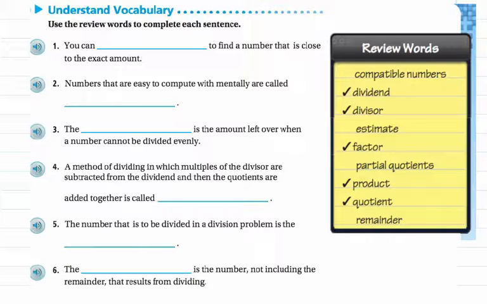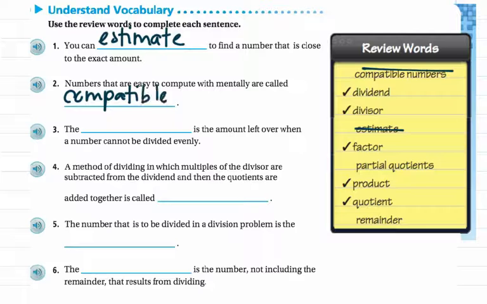So we're going to start with number 1. You can estimate to find a number that is close to an exact amount. Number 2, numbers that are easy to compute mentally are called compatible numbers. And notice again, boys and girls, as I use these terms from my review words, I'm crossing them out.